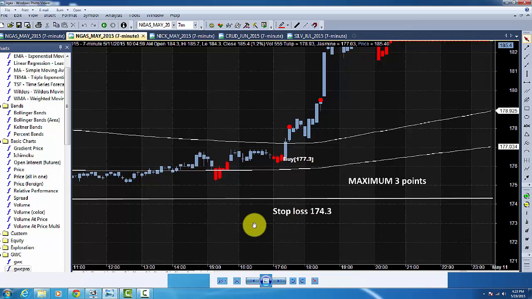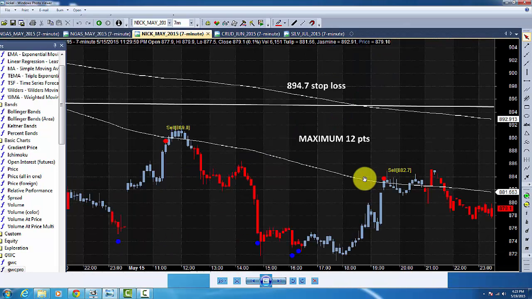Now let us see how it works for nickel and copper. For nickel, the maximum stop loss point is 12. Here you can see a sell trade signal generated at 882.7, and the maximum stop loss is 894.7. It is a 12 point maximum stop loss, and the expected targets are 10, 12 and 16. The first target is 10 points, the second target 12 points, and the third target 16 points. Again I am saying that it is just for safety we are placing the maximum stop loss, and in between you may get some reversal point. At that particular point you can close your existing position and reverse your trade position.